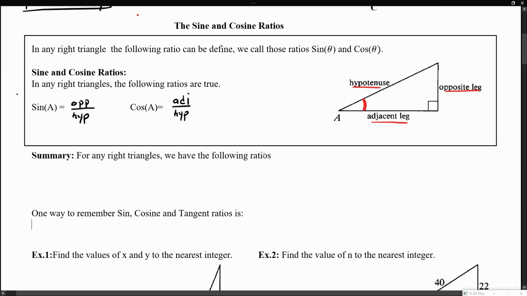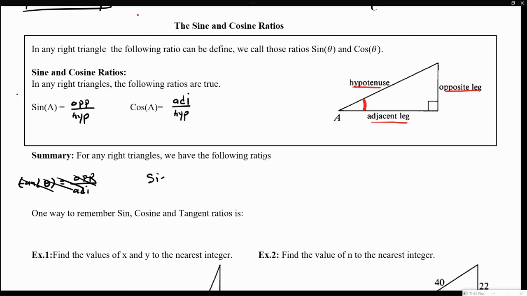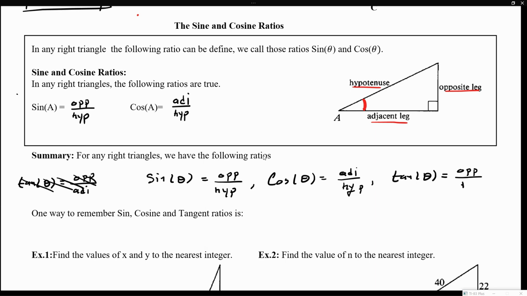Let's summarize the three different ratios that we have discussed. I want to start with sine. The sine of an angle is equivalent to the opposite over the hypotenuse. The cosine of an angle is equivalent to the adjacent over the hypotenuse. And in our previous lesson, we stated that the tangent is opposite over adjacent.